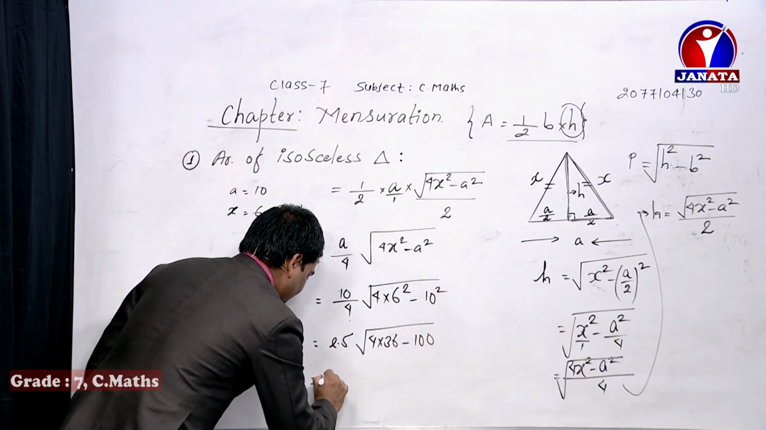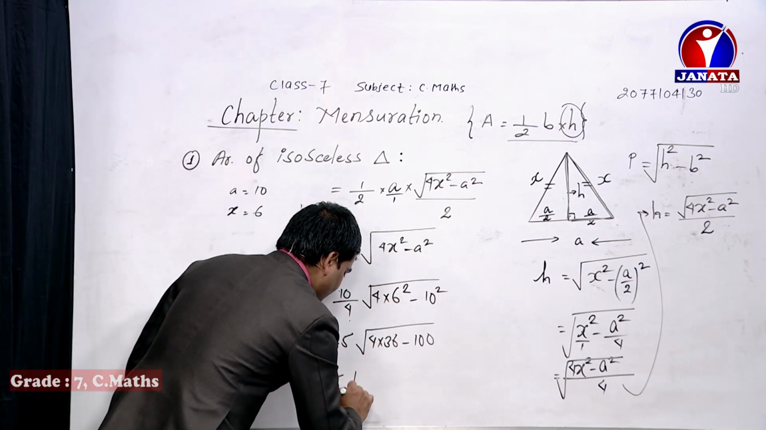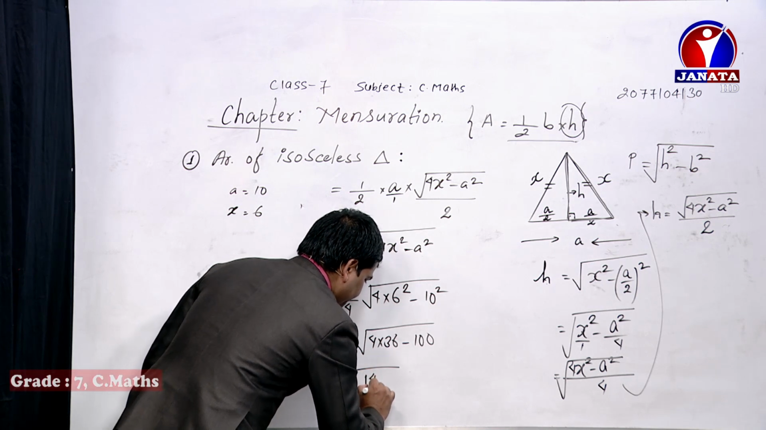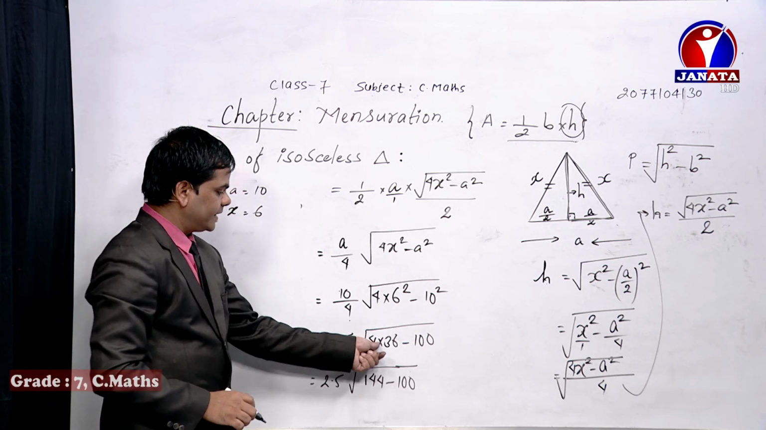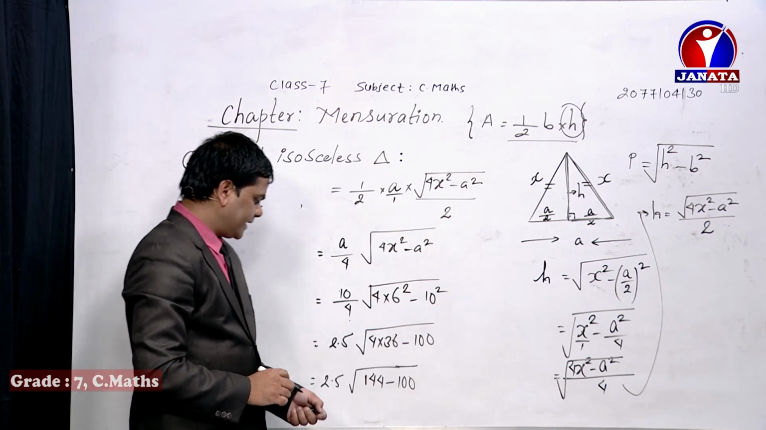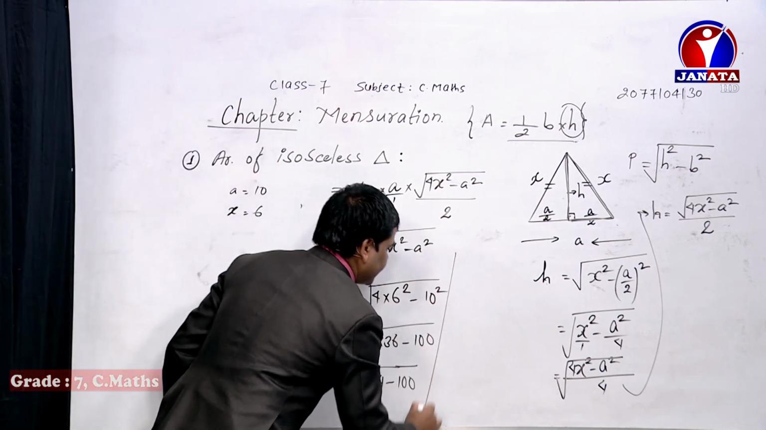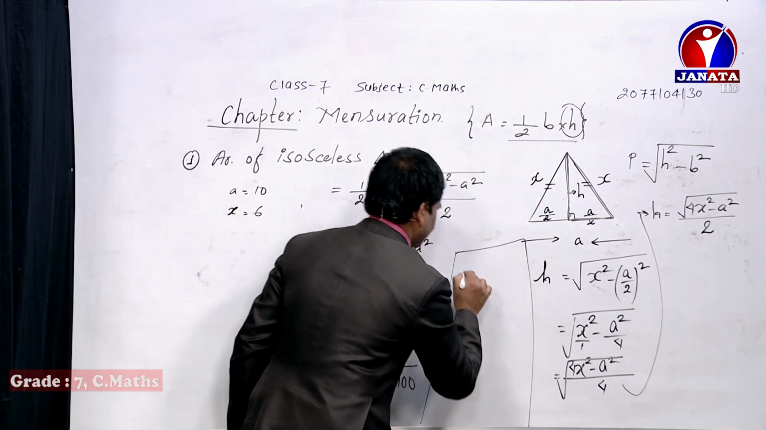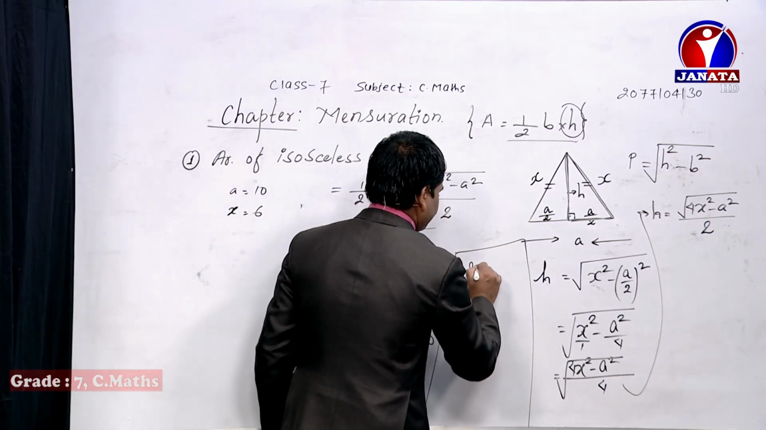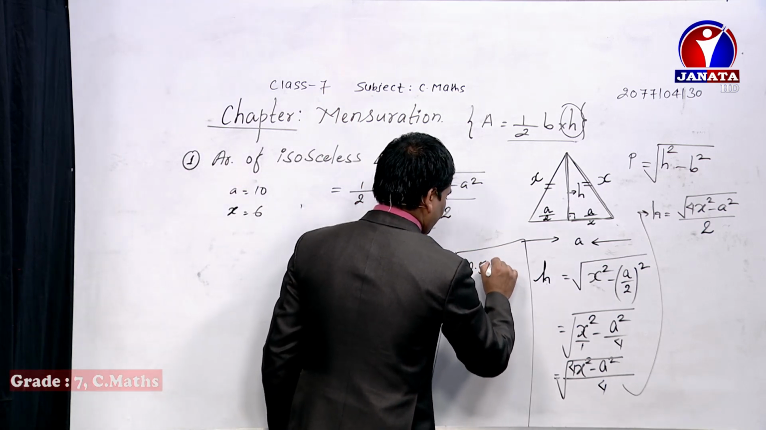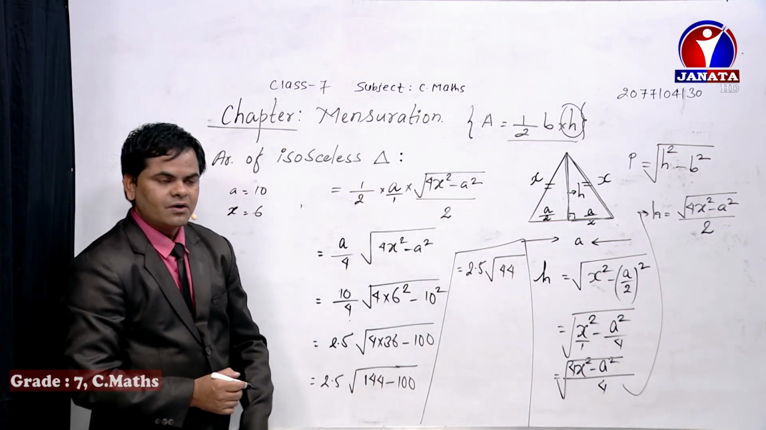Now 2.5, now what will be? It will be 144 minus 100, since 36 fours are 144, minus 100. Now I am going to proceed to this one in here. So area of isosceles triangle equals 2.5 whole root under 44, since 144 minus 100 equals 44.